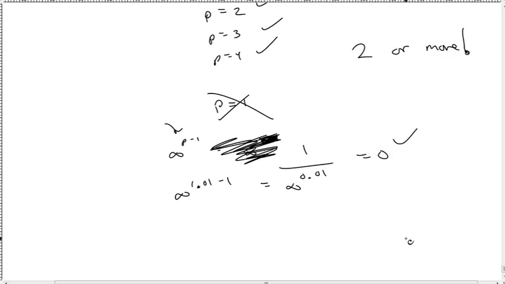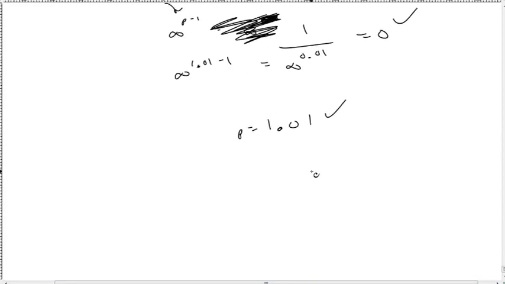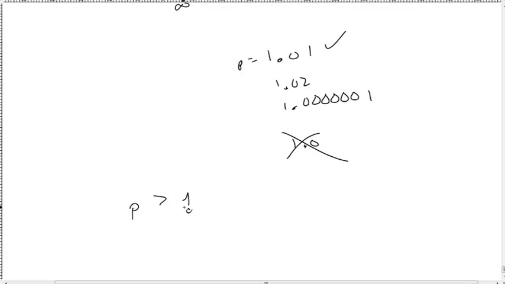And so I'm saying that 1.01 will also work. And you can kind of see the pattern now. I got 2, 3, 4, 5, 10, 100, 1.01, 1.02, 1.0000001, but not 1.0, no way. So what's my final answer is going to be greater than 1. P is greater than 1. And I believe that you type it just like that. Actually, yeah, that's what I have in my notes. It says that's the answer to type. So type that.